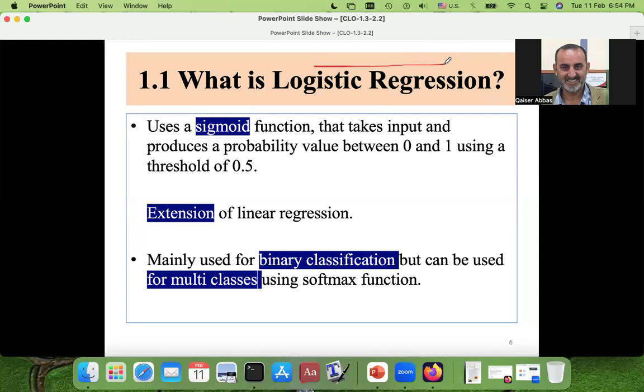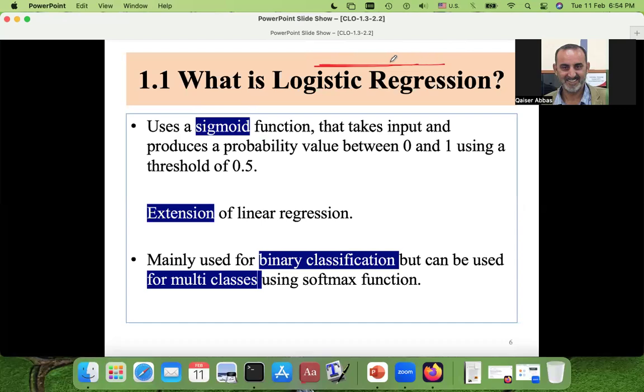We are not going to study the linear regression. That is easy. You have the x, you have the y. So we are going with the logistic regression. What is logistic regression?